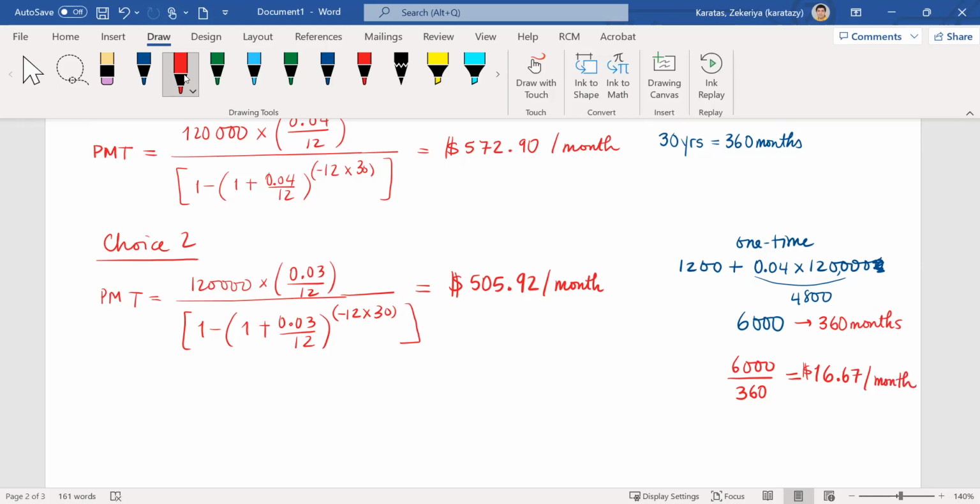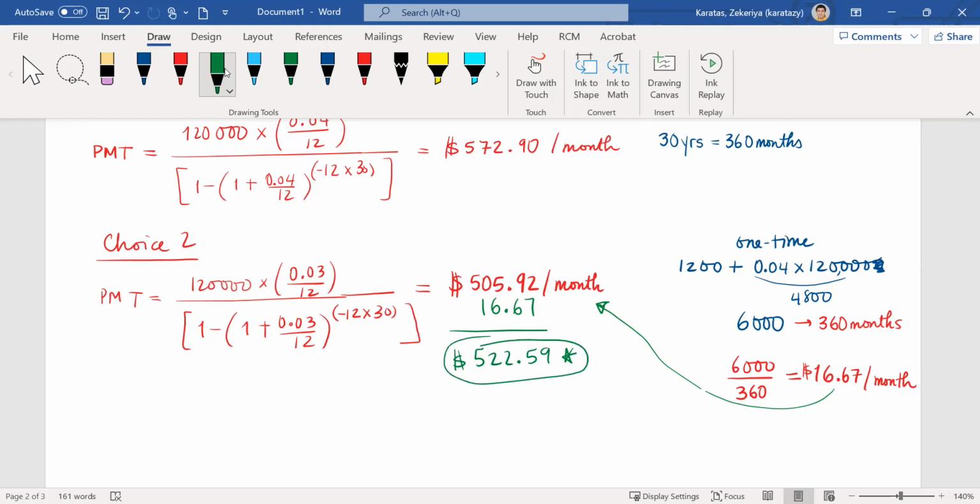Of course, you can say, hey, I'm paying this at the beginning, it's a little bit different. Yeah, we're going to talk about that. So you add this to the actual monthly payment amount. So it's going to be $16.67. If you add this, it's going to be $522.59. So yeah, the second option seems to be a cheaper option.